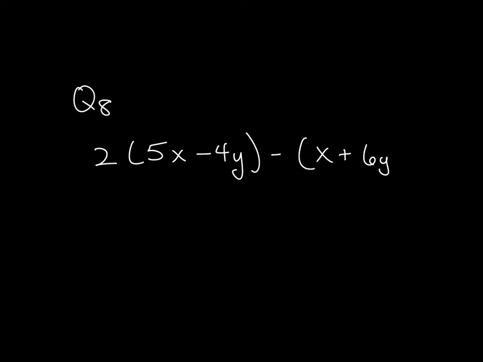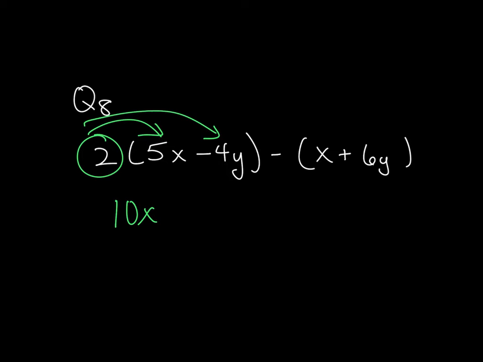All right, let's take a look at something similar to question 8. Your question 8 will look something like 2 times (5x minus 4y), and then minus (x plus 6y). All right, same idea. We're going to take the number in front, which in this case is a 2, and distribute it to both pieces. And that will leave us with 2 times 5x, which is 10x. And then our 2 times a negative 4y, which is negative 8y.